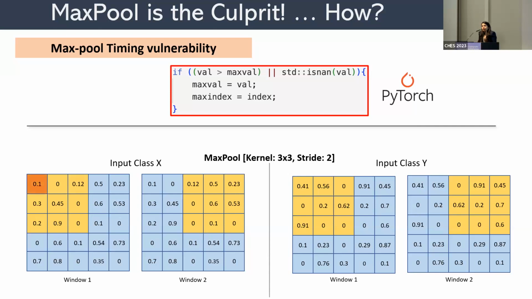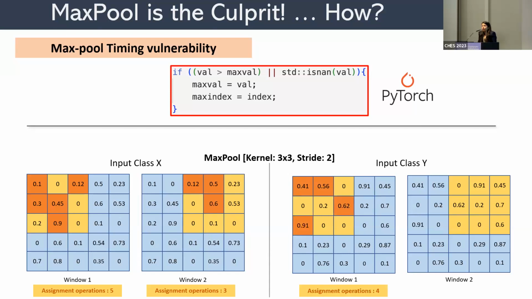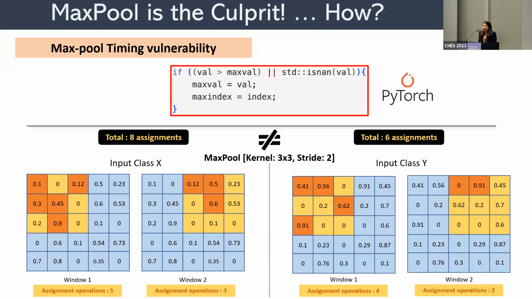So let's say for the first window, we observe 5 assignment operations. For the second window of input class X, we have 3. Now going to input class Y, we have a total of 4 assignment operations in the first window, and in the second window, we have 2 operations. So in total for input class X, we have 8 assignments, and for input class Y, we have 6 assignments, which is not equal. And that is the reason we are getting this timing leakage.